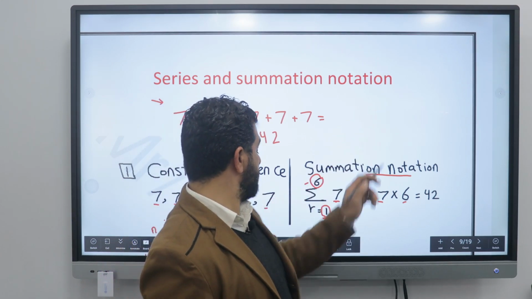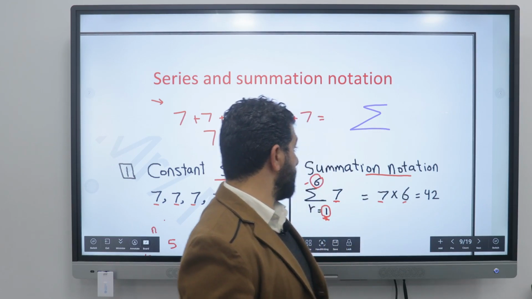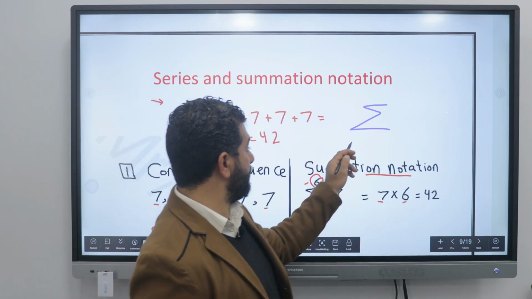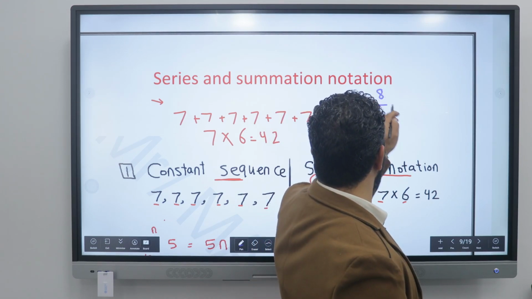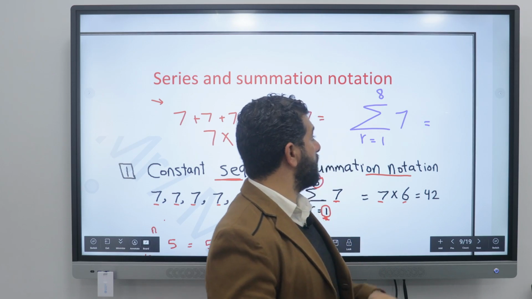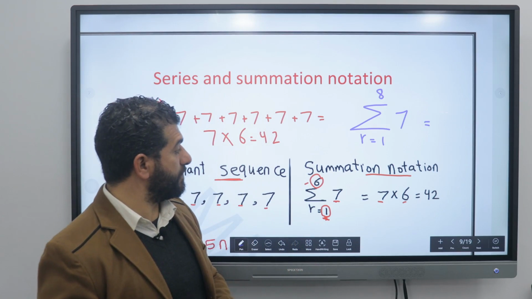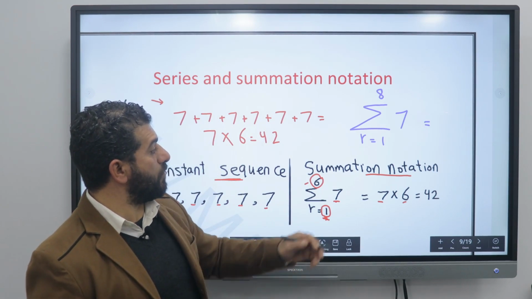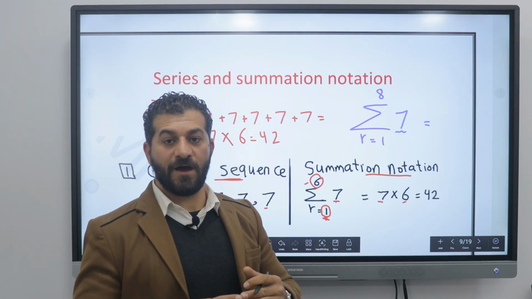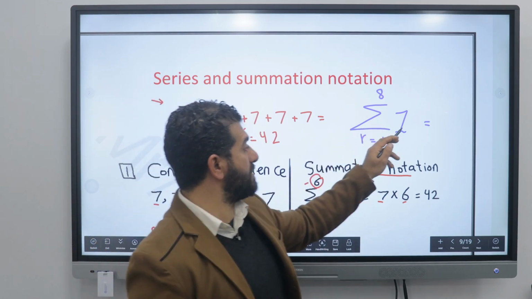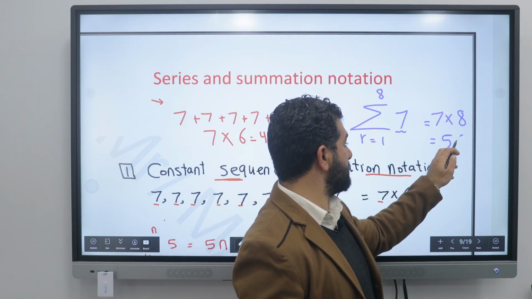So summation, this is the summation notation, the sum of r from 1 to 8 of 7. What does it mean? That means I want to find the sum of the sequence in which all terms are 7s, and I want to get the sum of how many terms? 8 terms. So in this case you multiply 7 by 8, which is 56.